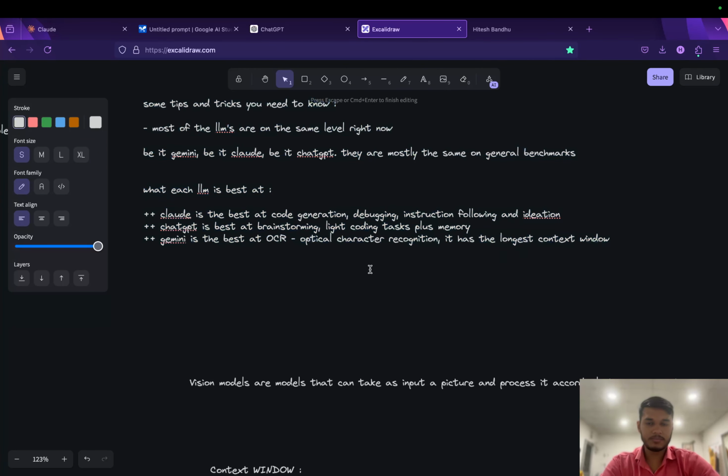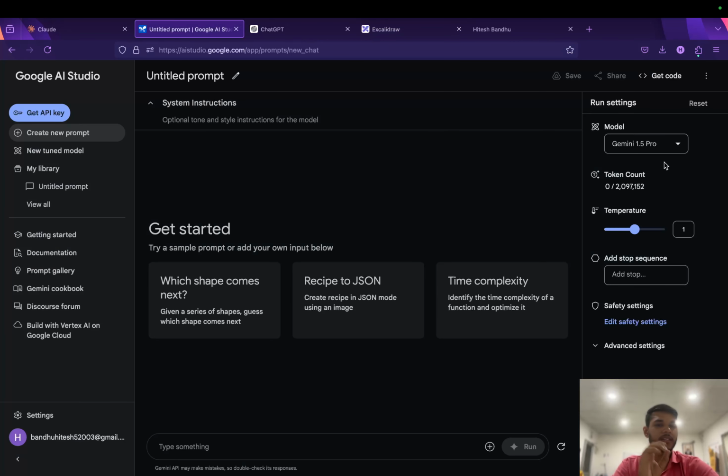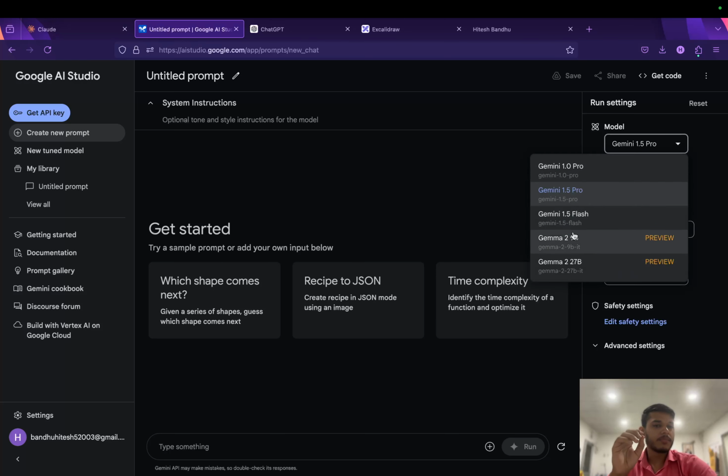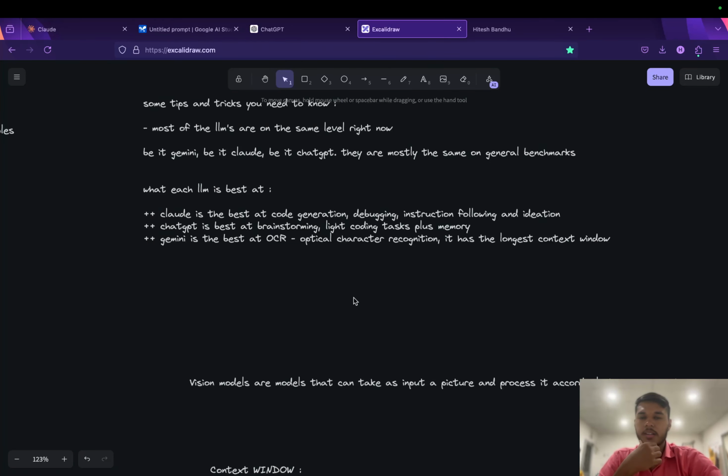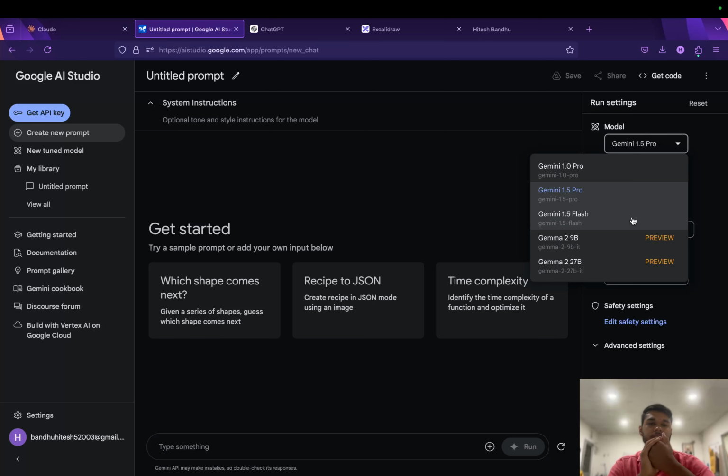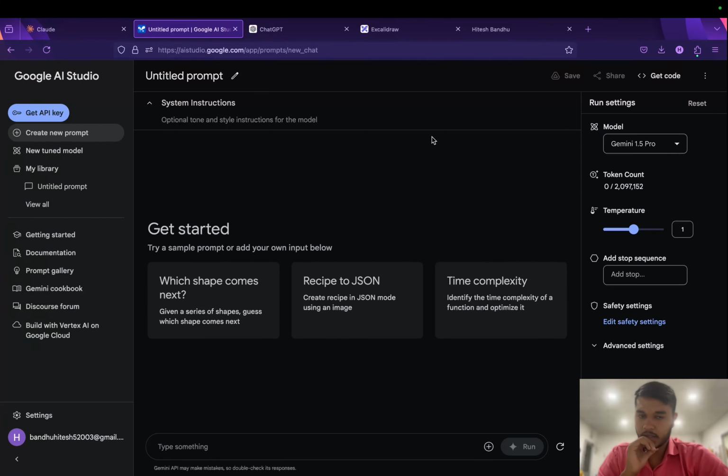So if you have a lot of data that you want to provide at once and generate some insights or do something big, Gemini is the go-to model for you. And even Gemini has a lot of models, but there are two models, 1.5 Pro and 1.5 Flash. 1.5 Flash is the faster model, but not the smartest. 1.5 Pro is the smartest model, but not the fastest. So there is always a little trade-off. If you want speed, you get hit on the quality. If you want quality, you get hit a little bit on the speed.